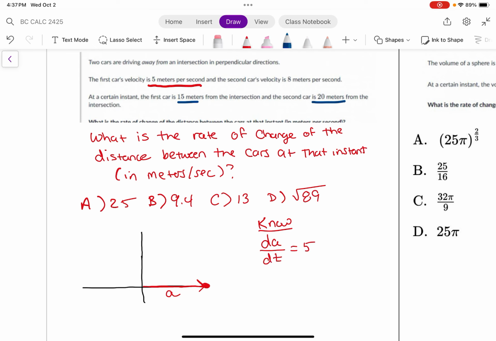And then we also have a car moving in a perpendicular direction, the other car. So that's going 8 meters per second. So let's just change that, this is a variable, that point there is where the car is now. And so we also know dB/dt is whatever the rate of the car is, and that is 8 meters per second. I should put the units there.